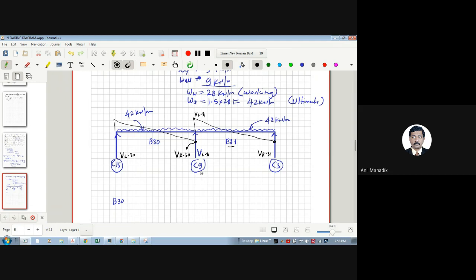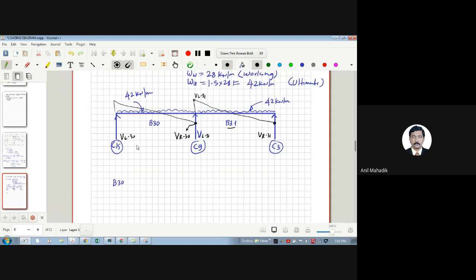So on C9, which are the forces coming? So if I ask you to calculate the load on C9, क्या क्या आएगा load on C9? So load on C9 is ये वाला shear half. That means half load from B30, which is nothing but VR30, plus ये वाला shear force. And plus there will be self weight of the column.